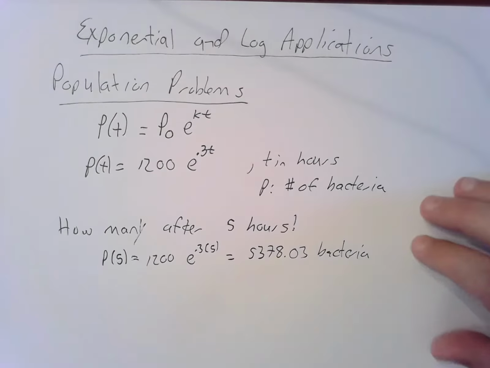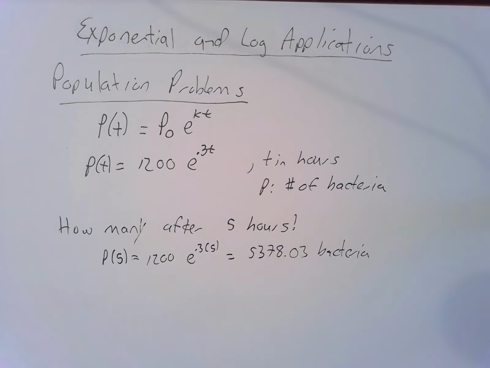And you're wondering, wait a minute, can you have 0.03 bacteria? Yeah, you can. Bacteria are always in the state of reproduction. They're always some fraction of the way through reproducing. So I've got one that's 0.03 of the way through dividing again. Okay, so after 5 hours, that's how many we would have.